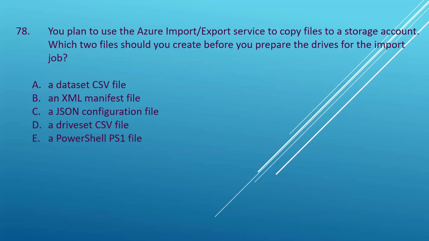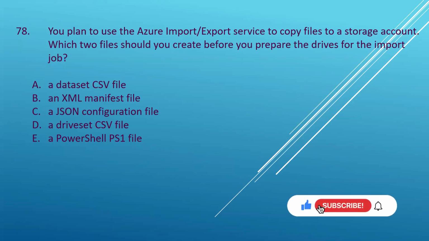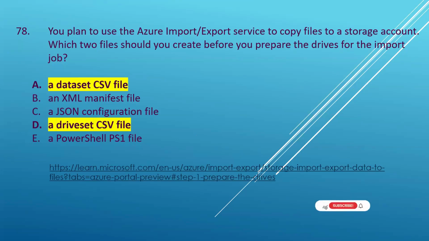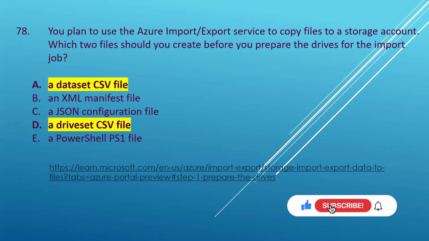Question number 78 of the series. You plan to use the Azure import-export service to copy files to a storage account. Which two files should you create before you prepare the drives for the import job? Your options are a dataset CSV file, an XML manifest file, a JSON configuration file, a drive set CSV file, a PowerShell PS1 file. And the correct answers here are option A and option D, a dataset CSV file and a drive set CSV file.